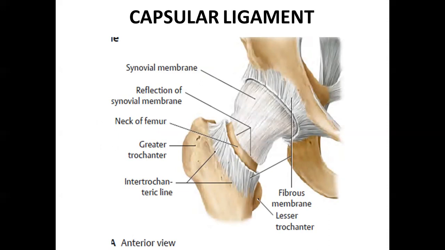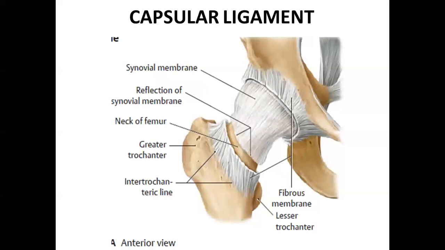Okay, let's talk about the capsular ligament first. The capsular ligament, or the fibrous capsule of the hip joint, is a strong and dense sac that encloses the entire hip joint. It is a sac here that is enclosing this hip joint. Whenever we discuss the capsular ligament or the fibrous capsule of any joint, we talk about the attachment of the capsule at the different bones taking part in the formation of the joint, right?